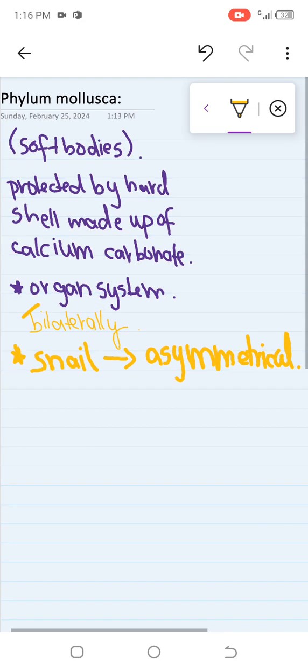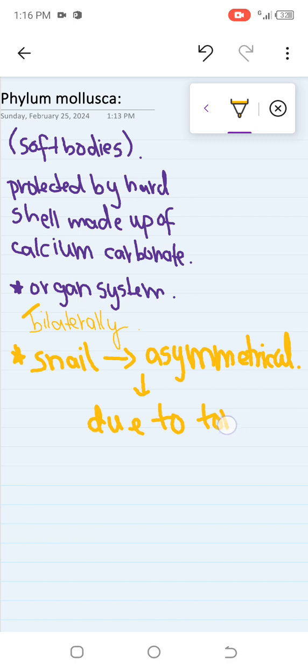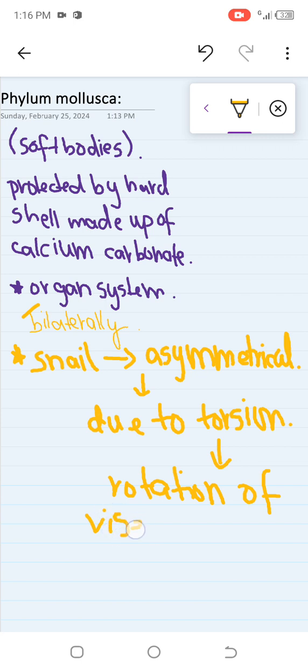Why are they asymmetrical? They are asymmetrical due to torsion. Now, what is torsion? Torsion is basically the rotation of the visceral mass. In Mollusca, the visceral mass is present, and it rotates, or twists. That's why they have no symmetry.